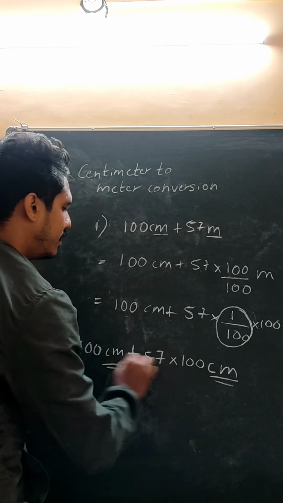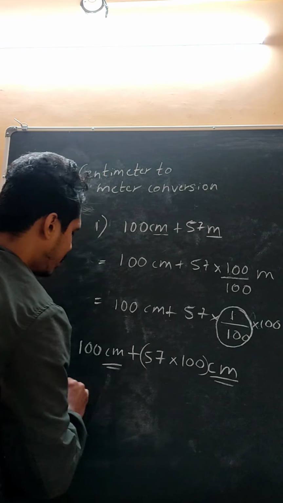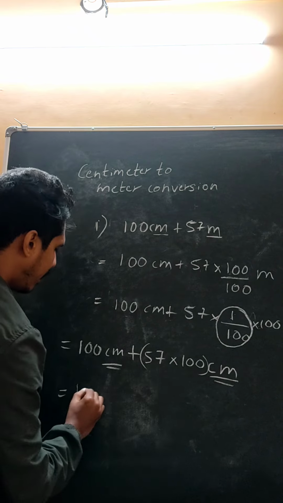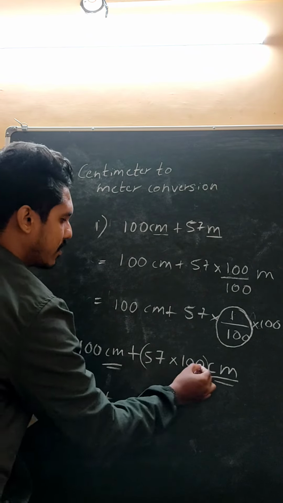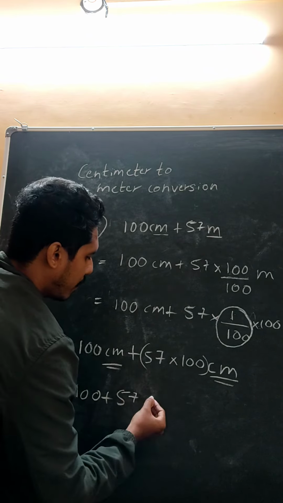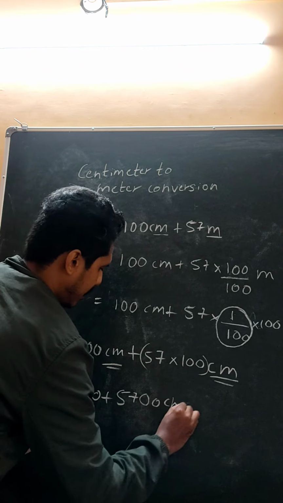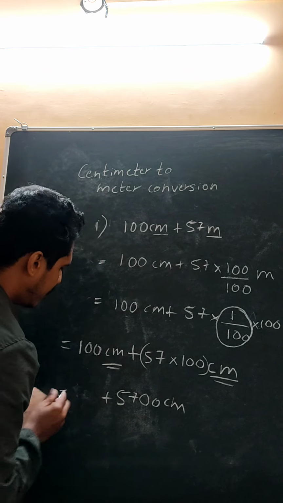So now it's easy to calculate. Check, both the units are in centimeter. 100 as it is. What is 57 into 100? It's 5700 centimeter. Here 100 centimeter.